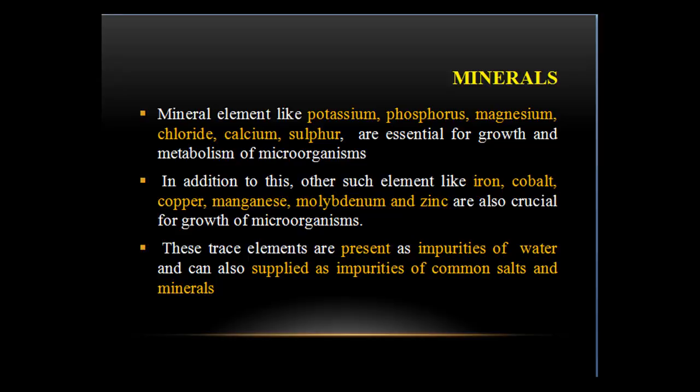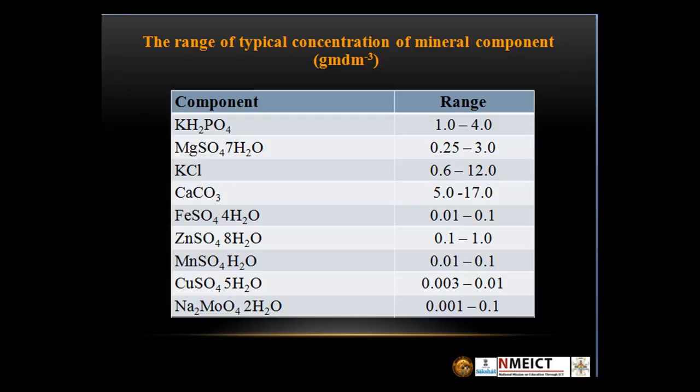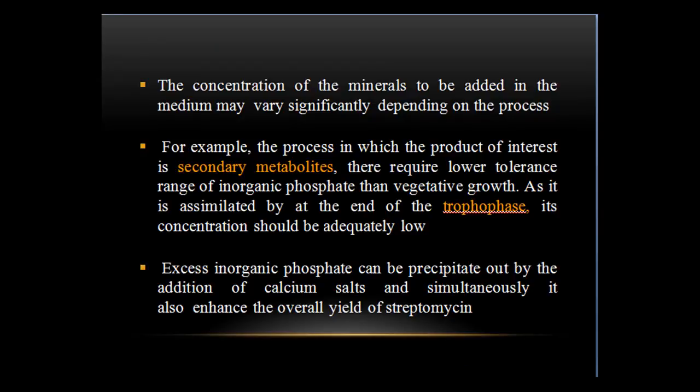Concentrations and the range in which these minerals are generally added are given in the following table. You can see from the table that the minimum range is that of molybdenum, that is 0.0012, and the maximum range is that of potassium dihydrogen phosphate, that is 1 gram per liter. The concentration of minerals to be added in the medium may vary significantly depending on the fermentation process.